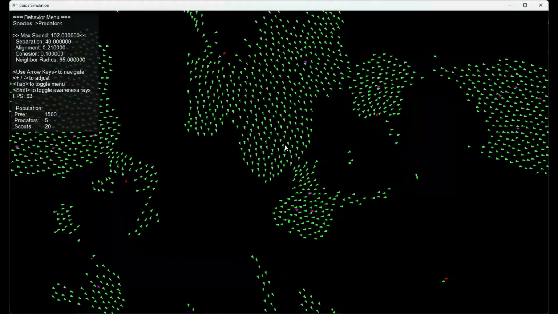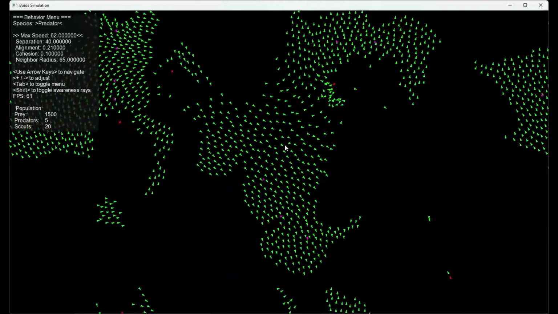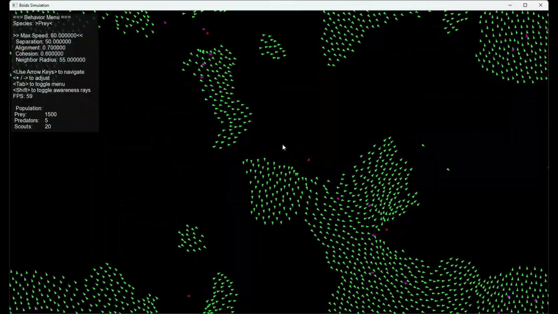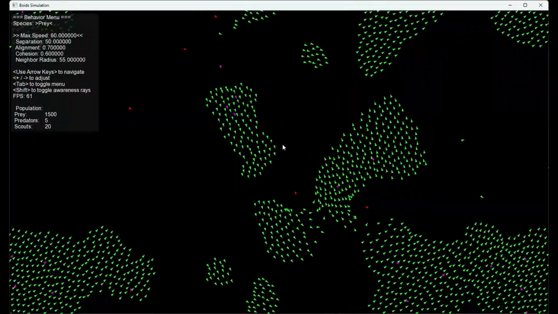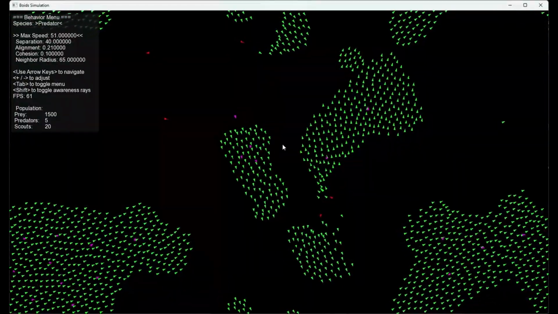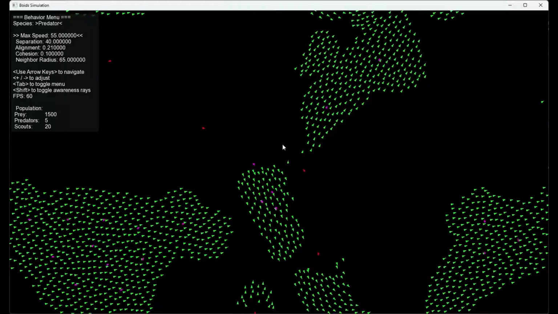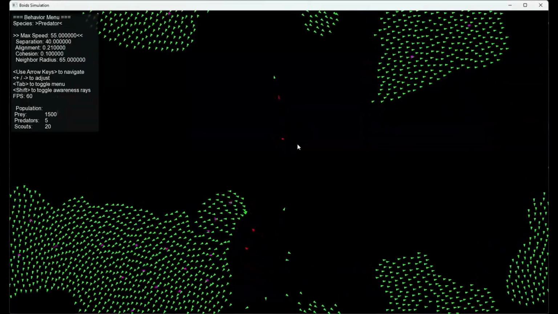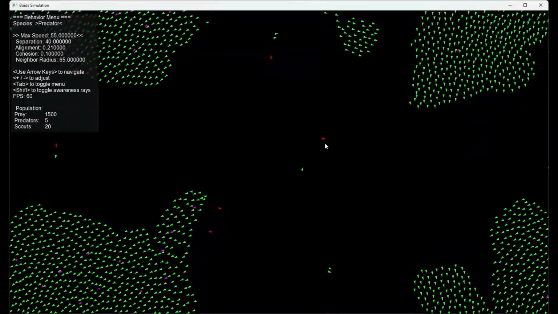the prey here. But if we turn their speed way down so that they're now slower than the prey and slower than the scouts, so now predators are only, say, 55 pixels per second. The flocks kind of escape them, so like this guy can't quite catch anybody.